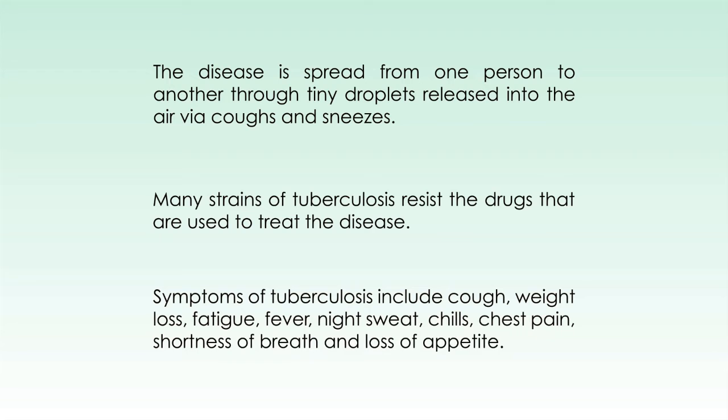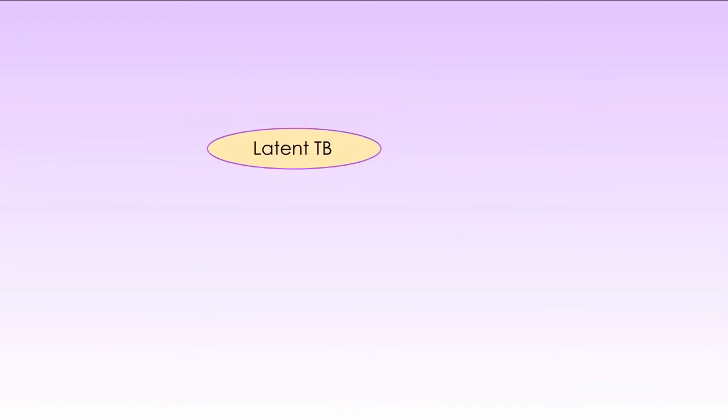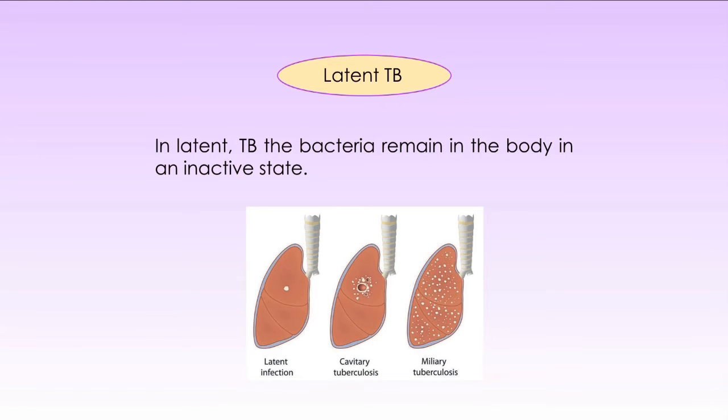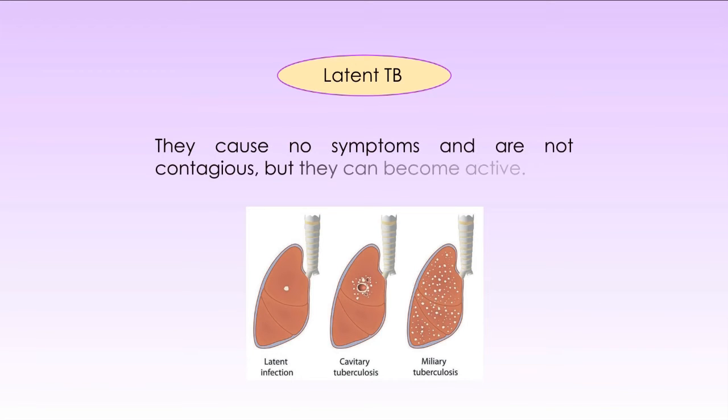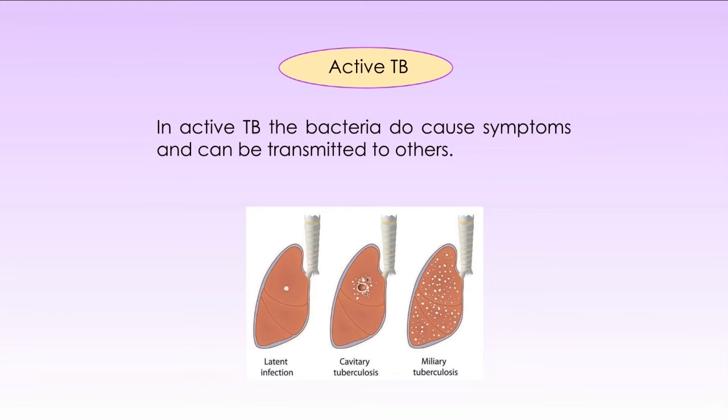Symptoms of tuberculosis include cough, weight loss, fatigue, fever, night sweats, chills, chest pain, shortness of breath, and loss of appetite. There are two forms of TB: latent TB and active TB. In latent TB, the bacteria remain in the body in an inactive state. They cause no symptoms and are not contagious, but they can become active. In active TB, the bacteria do cause symptoms and can be transmitted to others.